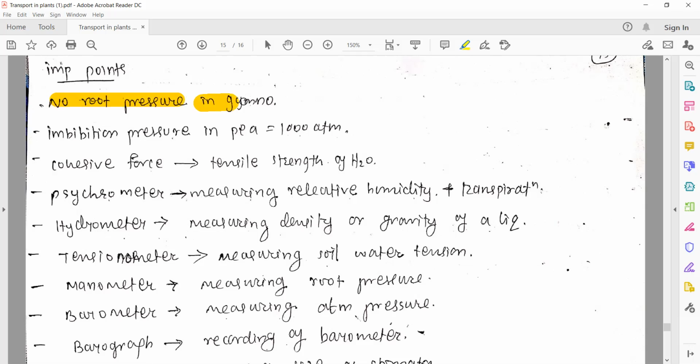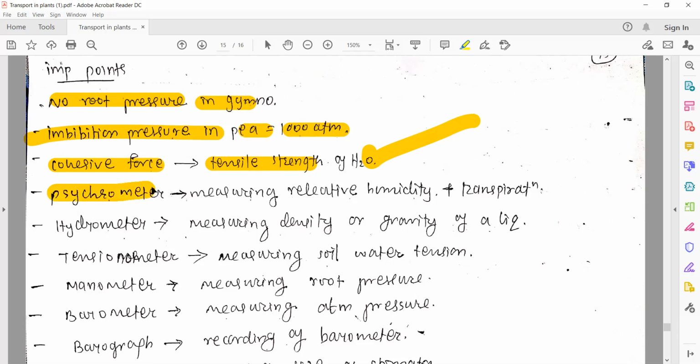No root pressure in gymnosperms will be seen. Imbibition pressure in dry seeds is approximately 1000 atmospheric pressure. Cohesive force is nothing but called the tensile strength of water. You just read NCERT, you will come to know all these things. Then the psychrometer is an instrument which helps in measurement of relative humidity and transpiration. Hydrometer is used for measuring the density, or you can say gravity, of a liquid.